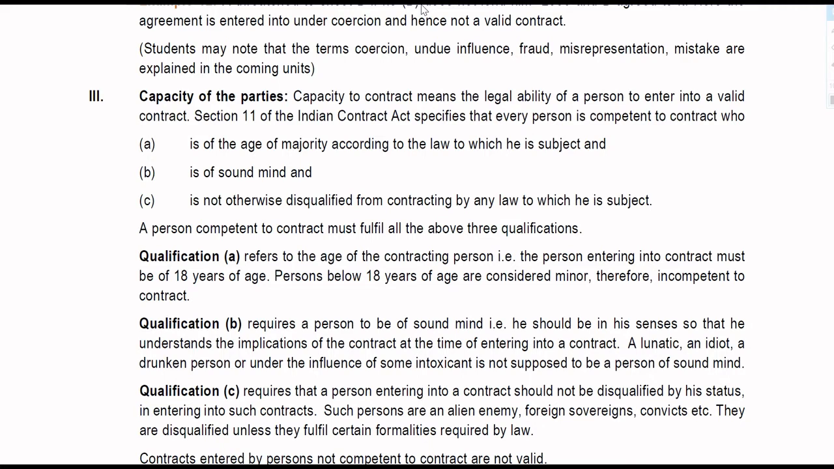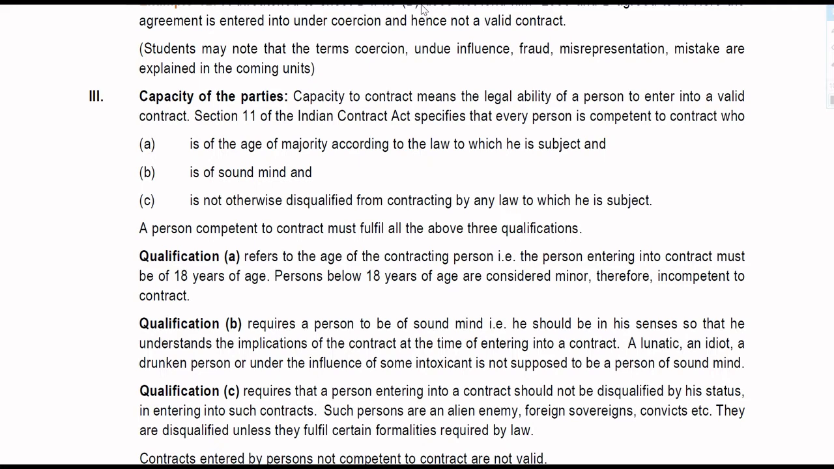Qualification B requires a person to be of sound mind, that is, he should be in his senses so that he understands the implication of the contract at the time of entering into it. A lunatic, an idiot, or a drunken person or one under the influence of some intoxicant is not considered a person of sound mind.